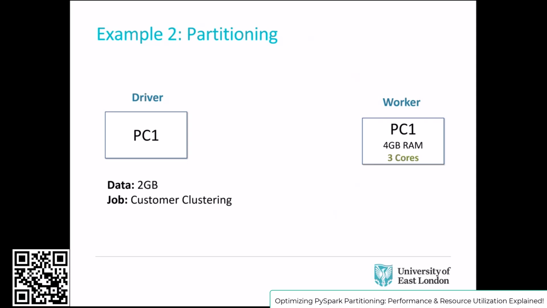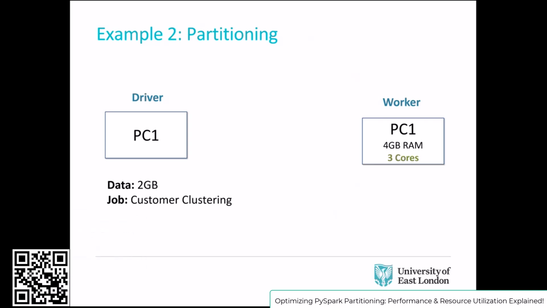What do you think? So if you have 3 cores, now you have to think like this. I have 3 cores. It means I need to have 3 partitions, 6 partitions, 9 partitions, 12 partitions, 15 partitions, right? So try with the minimum. If you want to have 3 partitions, 2 gigabytes, if you divide 2 gigabytes by 3, what happened? You can try.